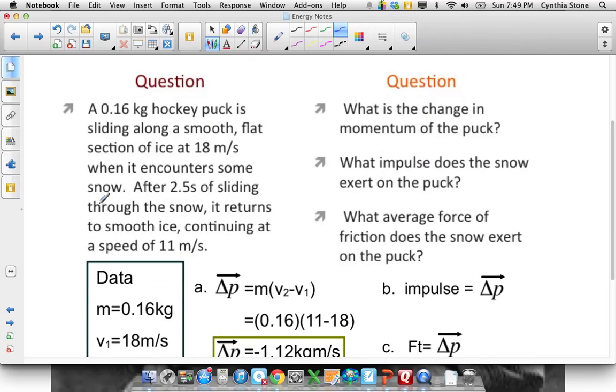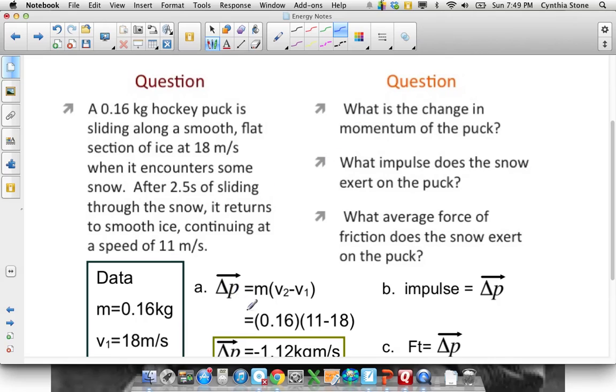All right, another example. Here we have a hockey puck. First, it's going on a nice, smooth, flat section of ice, 18 meters per second. Then it encounters some friction, right? Some snow that slows it down. So it starts at 18. After 2.5 seconds, it ends up being 11 meters per second. And it asks us for the change in momentum, right?